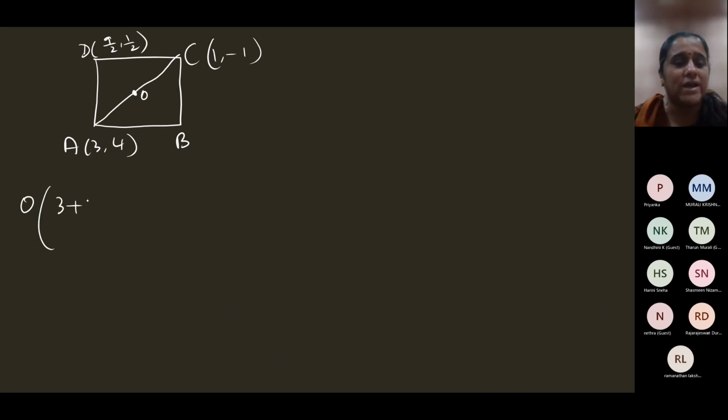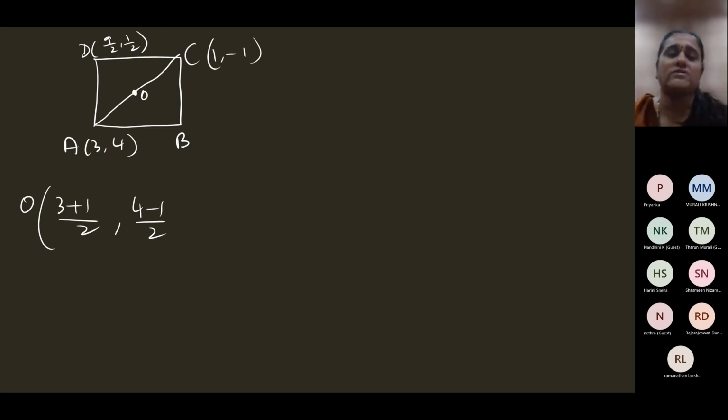3 plus 1 by 2. If you're finding the coordinates of O using A and C, you must use the coordinates of A and C as x1, y1, x2, y2. So 3 plus 1 by 2, comma 4 minus 1 by 2. You should add the x coordinates, divide by 2. Add the y coordinates, divide by 2. Remember the formula in words like that.